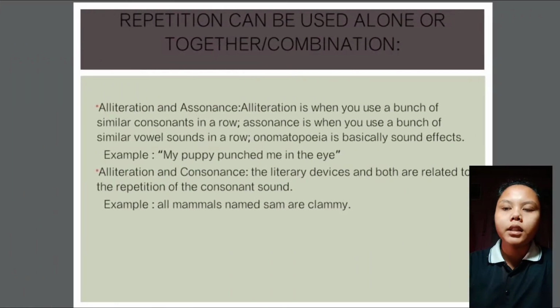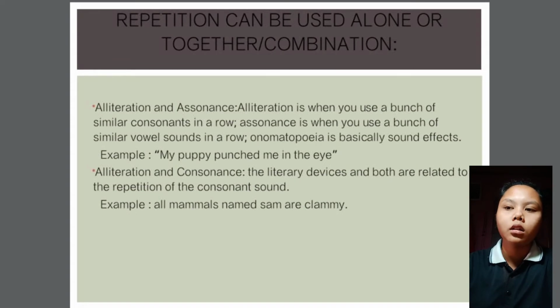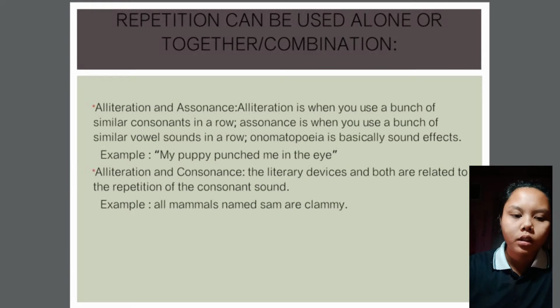Next, repetition can be used alone or together in combination. First, alliteration and assonance. Alliteration is when you use a bunch of similar consonants in a row. Assonance is when you use a bunch of similar vowel sounds in a row. Onomatopoeia is basically sound effect. For example, my puppy pushed me in the eye. The words puppy and push are alliterative because they both begin with P.